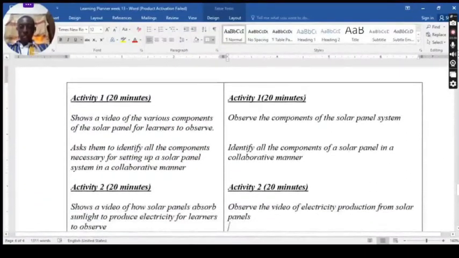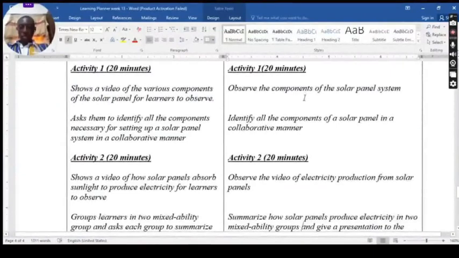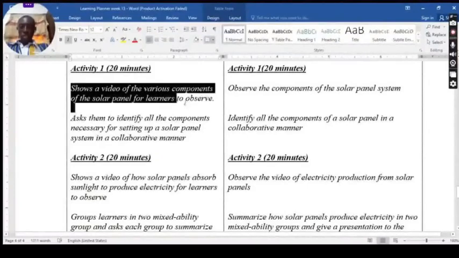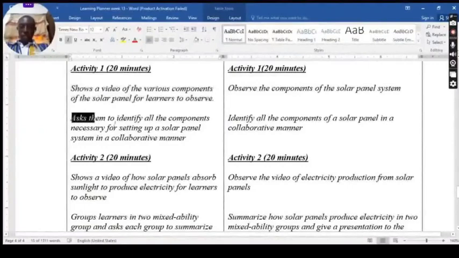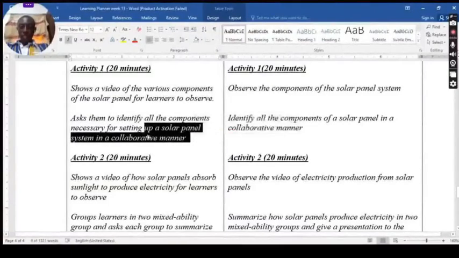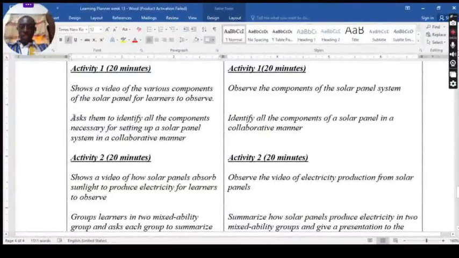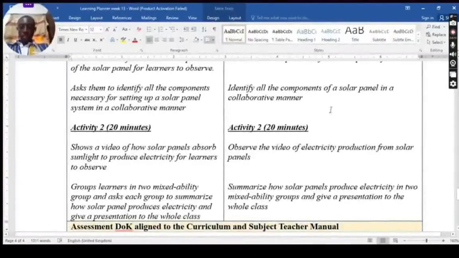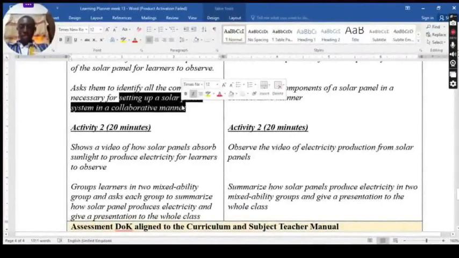Then look at the activity, different from lesson 1's activity. So it is not copy and paste of lesson 1. Lesson 2 is also totally different in that we have to populate as well. Alright, so lesson 2, look at the activity 1, shows a video of the various solar panels for learners to observe. Okay, ask them to identify all the components for setting up a solar panel system. So the teacher will show them a solar panel plus its components. Then the teacher asks them to identify the components. Remember, it is different from lesson 1.